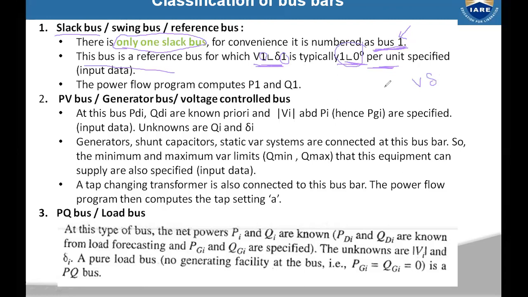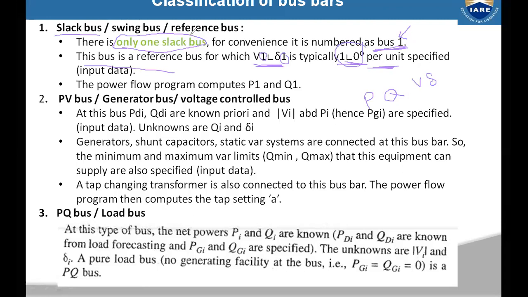Okay. As I said before, at every bus you will be having 4 variables, out of which 2 variables will be specified, and the other 2 variables you have to calculate. Depending upon which 2 variables are specified, the buses are classified into 3 types mainly: slack bus, PV bus, and PQ bus, right? In the slack bus, there is only one slack bus.